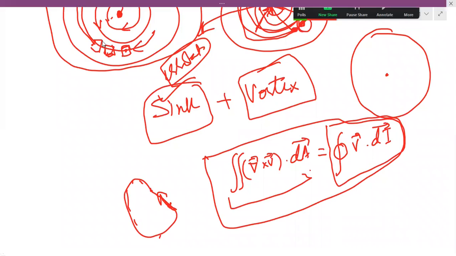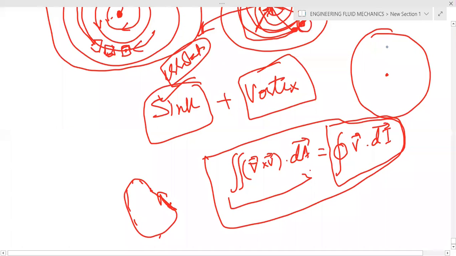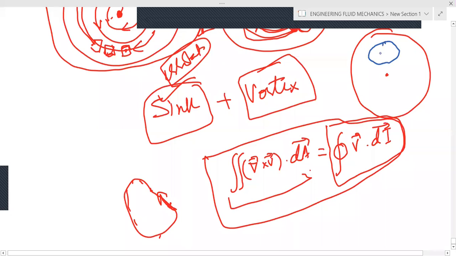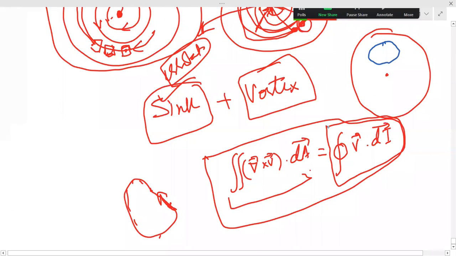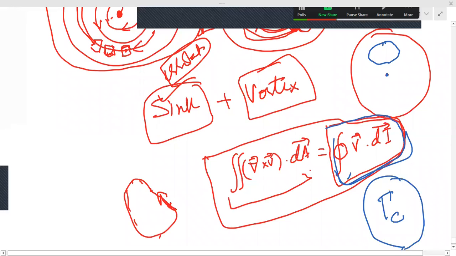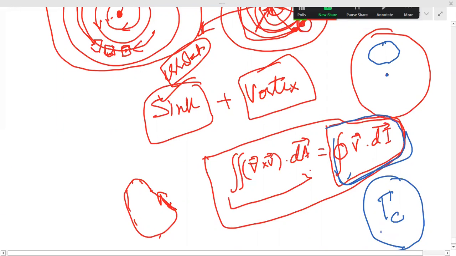Now, let me know, I am putting it here. Say I have some loop here. What will be the value of this integral along this loop? So this is the drain and this is the sink. What do you think should be the value of circulation? This is defined as the circulation, that is the closed line integral of the velocity vector and the displacement vector. What do you think will be the value of circulation along this path?